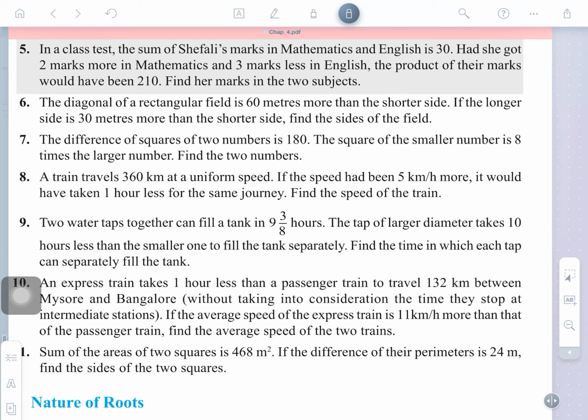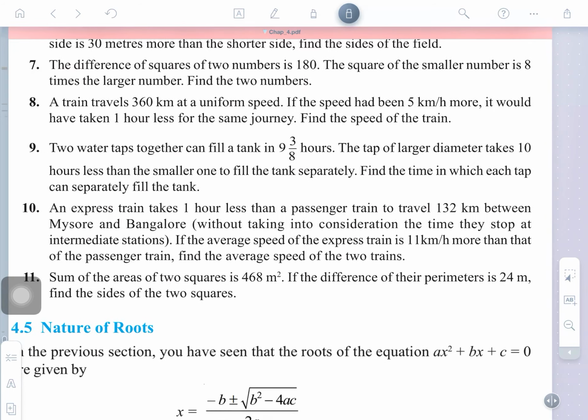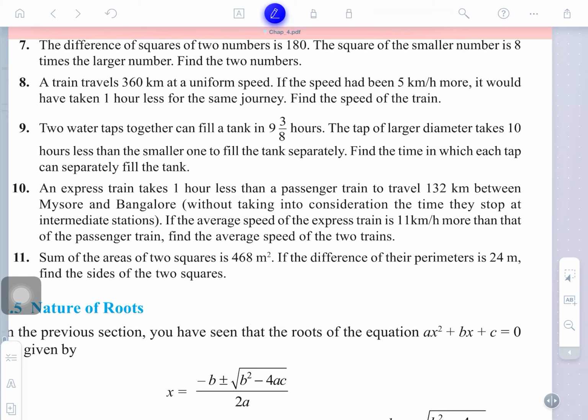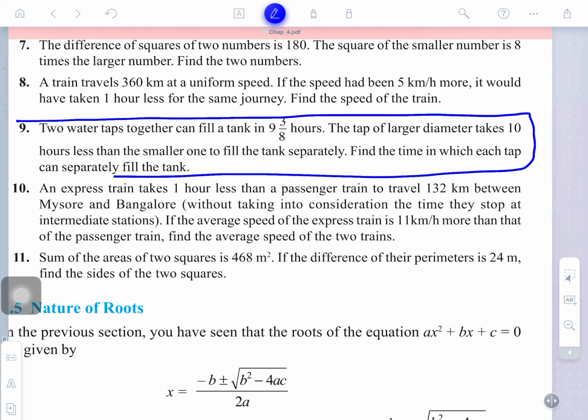Have you done the questions here? If you have done the questions, that's very good. Now I'm telling question number 8. 8 is also you have done already. Question number 9 I'm telling. What is question number 9? This is an important question, and most of the time I have seen this.